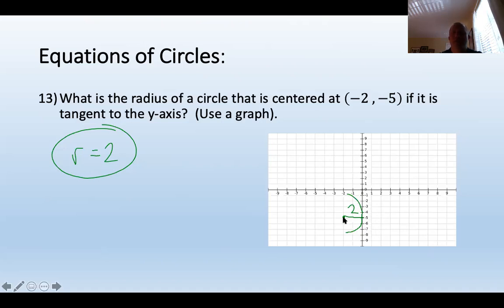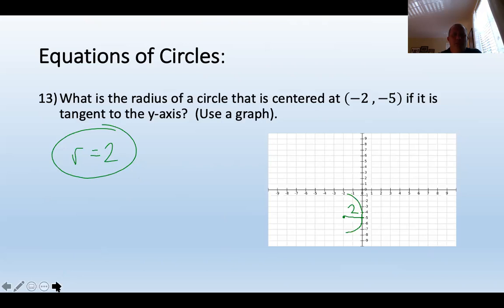So really the distance, as you can see by my cursor, is just the distance from the center of the circle to the y-axis, which is just 2. So you can see that the distance from the center to the y-axis is 2, which is going to be the radius for this particular circle.